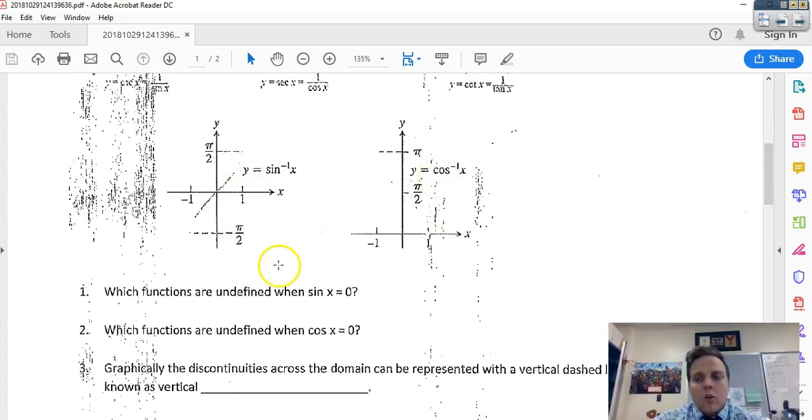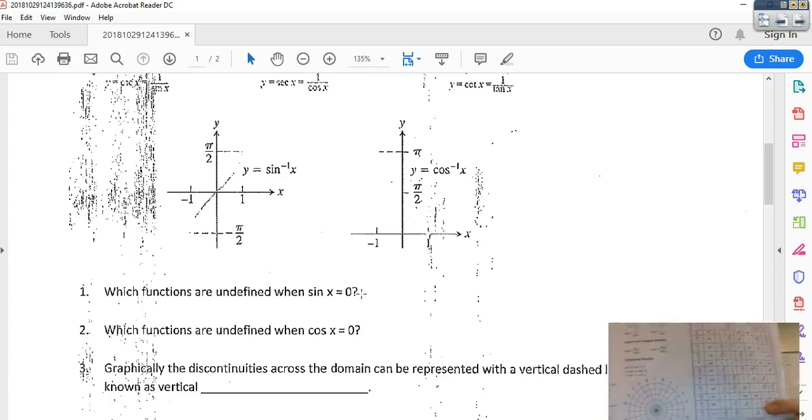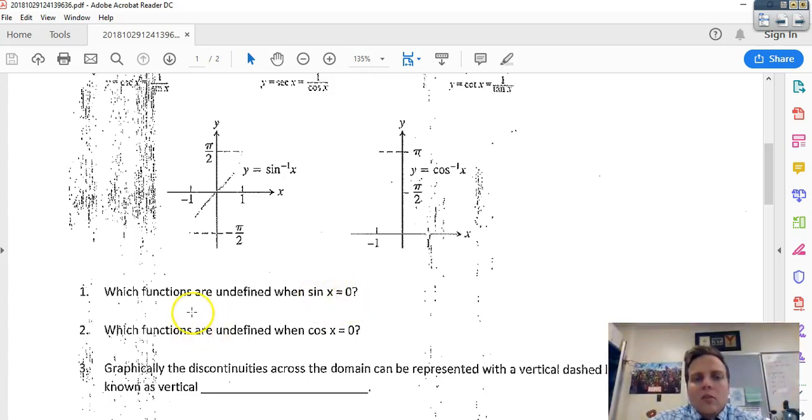Alright? So, we start off and it says, which trig functions are undefined when sine x equals 0? Okay, so there are lots and lots of ways we can approach this. And in class, I've approached it a couple different ways. Alright, but I want to approach a new way right now. You should have a trig chart. And basically, it should just be a table that looks something similar to this. Okay, so when it says when sine x equals 0, which functions are undefined?